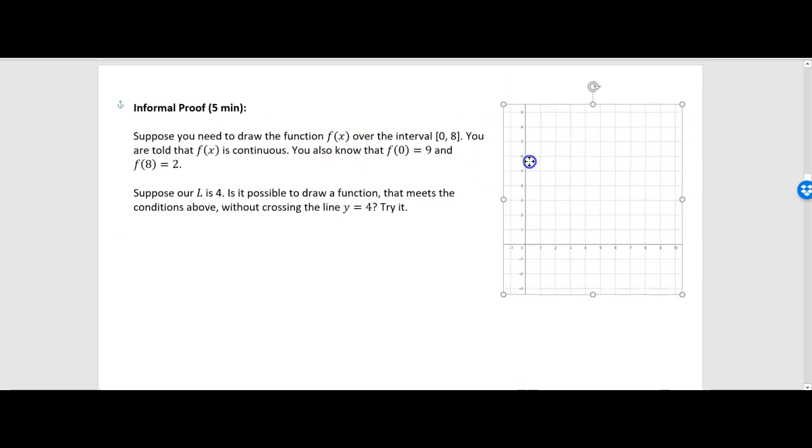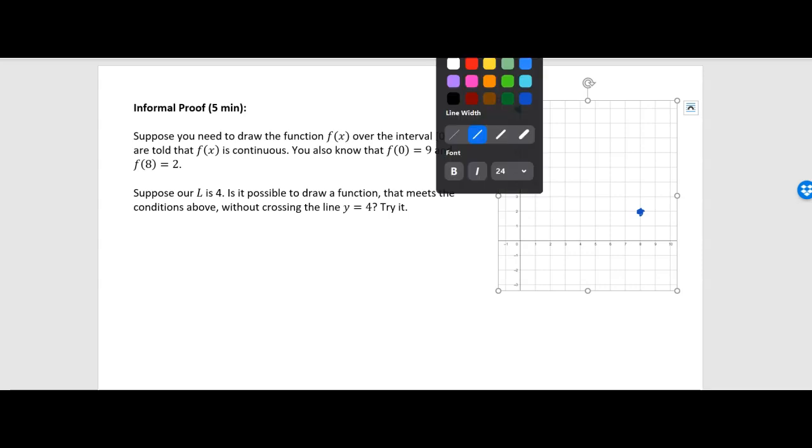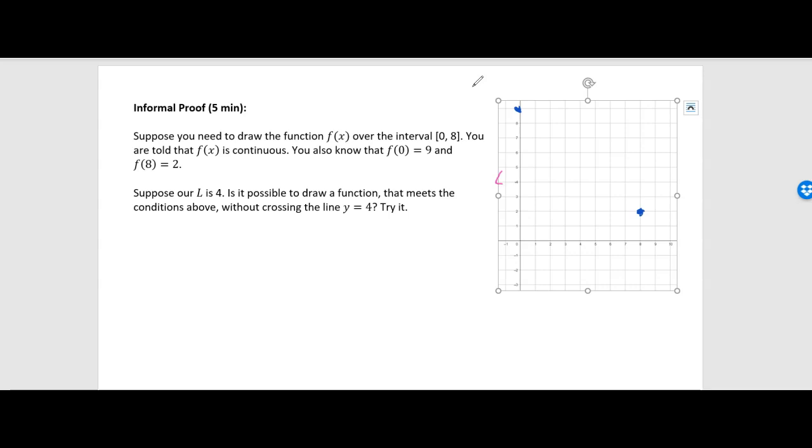And we've kind of already done this, but it doesn't hurt to get more practice to really understand this theorem. It says, suppose you need to draw a function f of x over the closed interval 0 to 8. You are told that f of x is continuous. You also know that f of 0 equals 9. So right away I'm going to mark that. f of 0 equals 9, and f of 8 is equal to 2. And the function's continuous between these two points. So it says suppose our L is 4. So our L is right here.